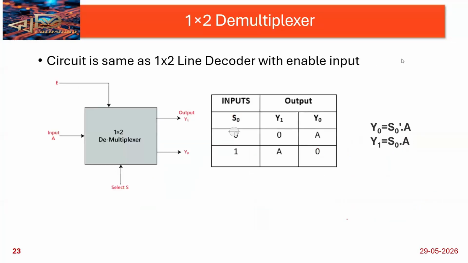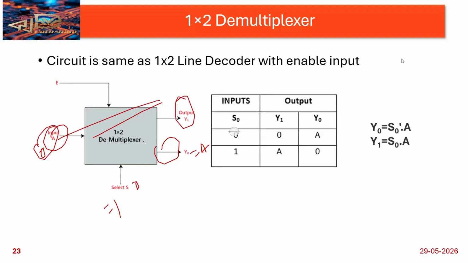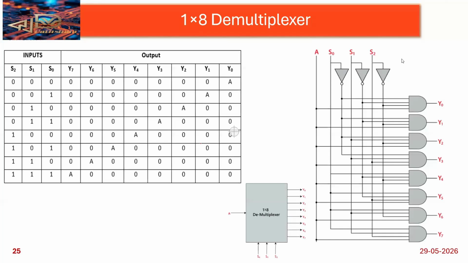So a 1 by 2 demultiplexer I'm designing. One input I'm giving, and one select line I'm giving. When select line is 0, this input a is getting at the output side, y naught. Then select equal to 1, this a is getting at the y1 side. The same a is getting at different channels, either y1 side or y naught side. That is the basic representation of the demultiplexer. Same way 1 by 4 demultiplexer, 1 by 8 demultiplexer.